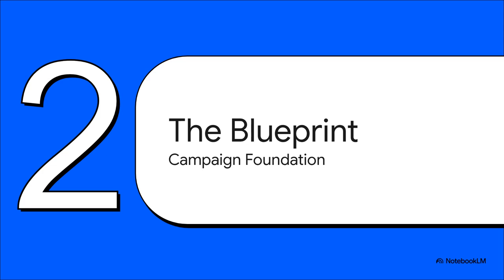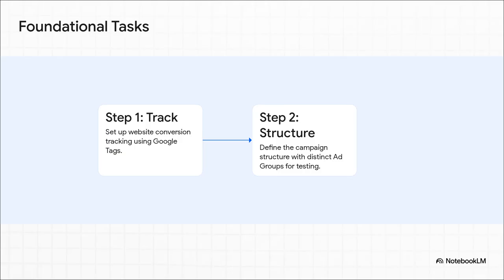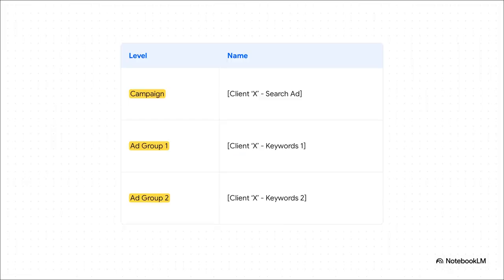Okay, now for the blueprint. With that mission clear, it's time to build the foundation. Just like a house, a campaign needs a really solid base before you go spending a single dollar. And that all comes down to two critical first steps. First, conversion tracking. And let me be clear, this is completely non-negotiable. Without it, you're pretty much flying blind and just wasting money. And second, a clean campaign structure. This is what allows you to test things effectively and understand exactly what's working so you can do more of it. Simple, right?